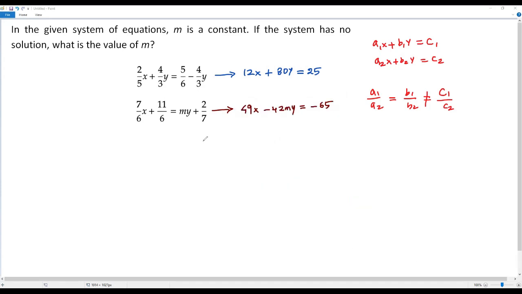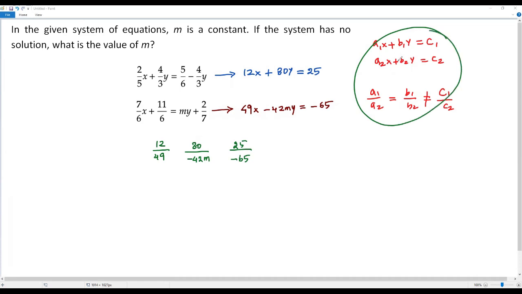Now we have both the linear equations in standard form. Let me get the ratio of the coefficients of x, that is 12 over 49. The ratio of the coefficients of y, that is 80 over negative 42m. The ratio of the constant terms is 25 over negative 65. Already we have discussed this over here.